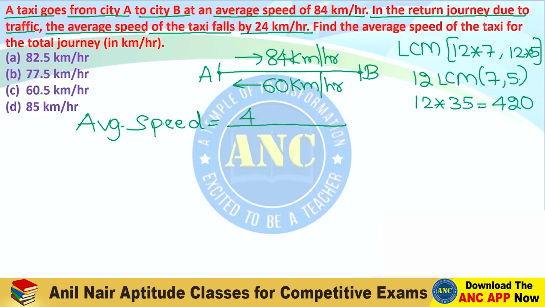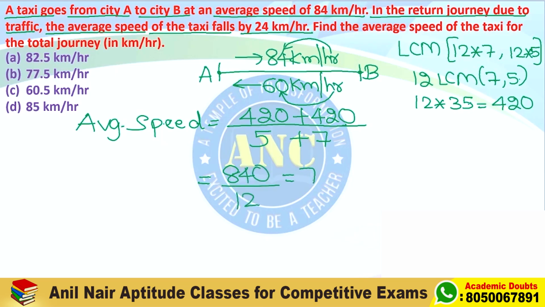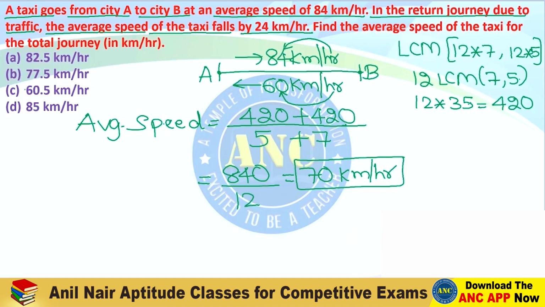So from A to B he is traveling 420 kilometers. From B to A also he is traveling 420 kilometers. From A to B in 1 hour he will cover 84. To cover 420 he will take 5 hours. From B to A in 1 hour he will cover 60. To cover 420 he will take 7 hours. Answer is 840 divided by 12. 12 into 70 is 840. Average speed for this entire journey is 70 kilometers per hour, which is option B.